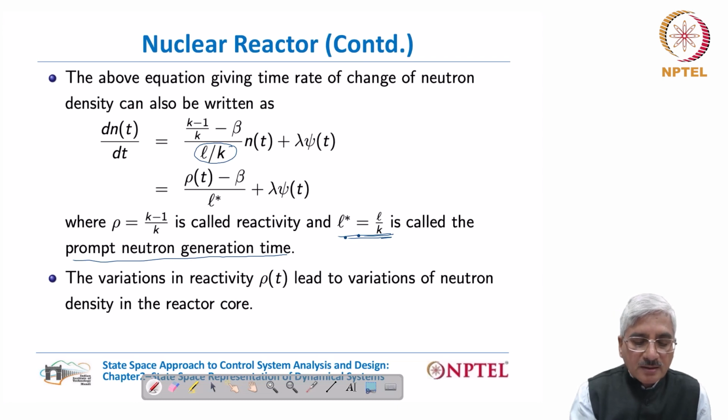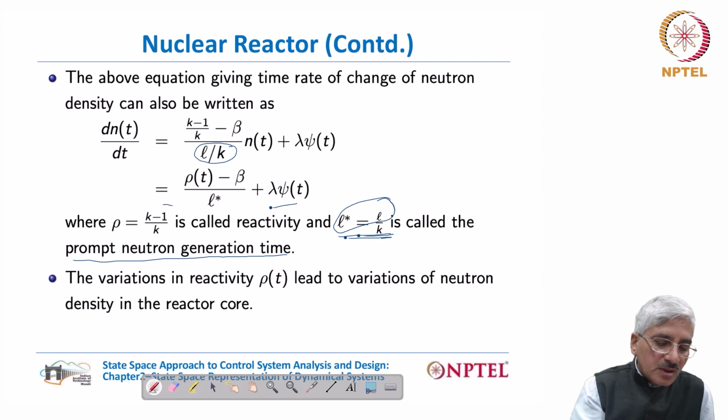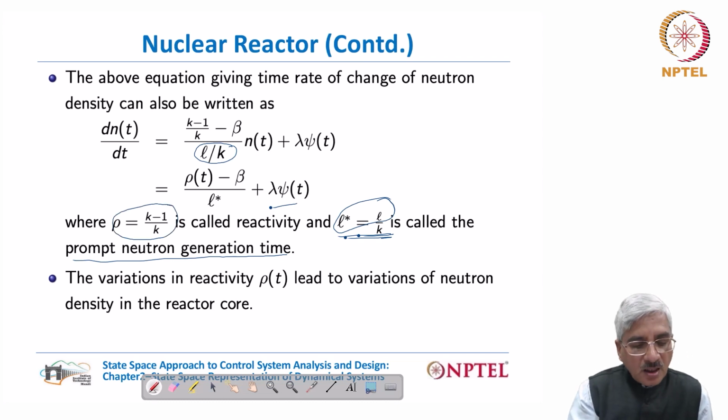And in an operating reactor at near steady state, K is almost 1. So L star and L are, for practical purposes, equal. So this dn by dt changes further to rho minus beta by L star times n(t), plus lambda psi. And this rho is called reactivity. If reactivity is 0, the reactor is at steady state. If reactivity is greater than 0, then the reactor power is increasing, neutron density is increasing. And if the reactivity is less than 0, then the neutron density is decreasing.